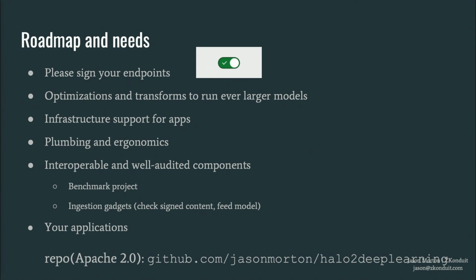Roadmap, please sign your endpoints if you use Cloudflare, check that little box. And if you do, let me know, and I'll try to consume it, and that would be really fun. We have to work a lot more on optimizations, get that 450 gigabytes down by 85% or 99%. Infrastructure support to build apps, plumbing and ergonomics. So the library is really rough right now, but we're going to push to make it a lot easier to use. We want lots of interoperable and well-audited components.